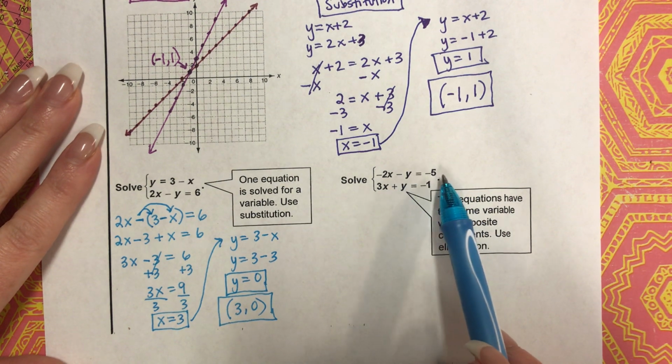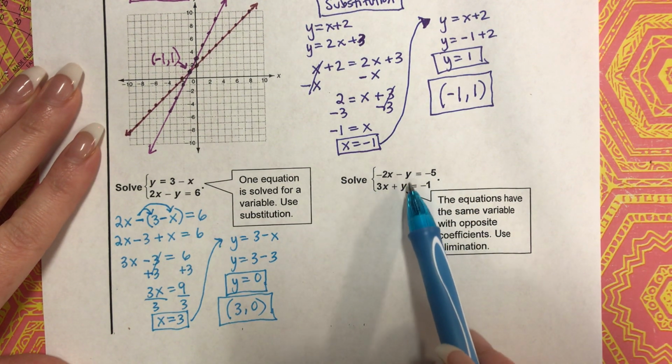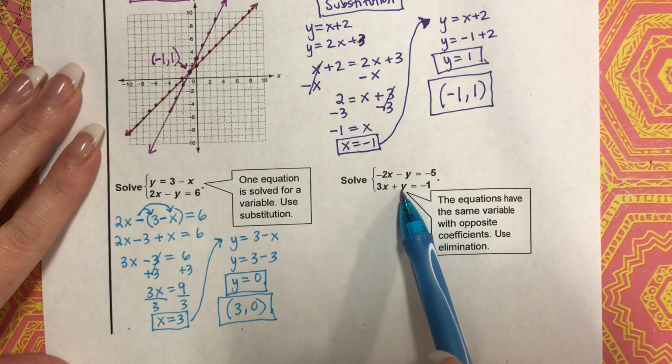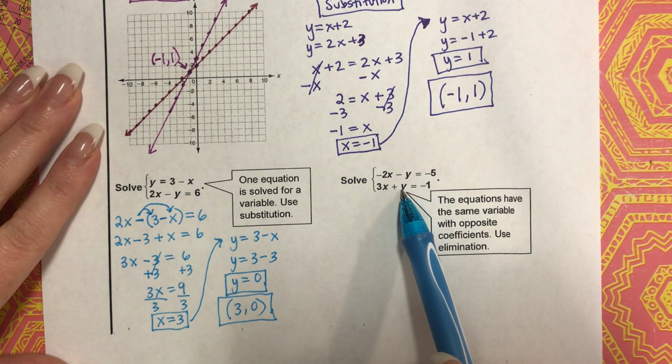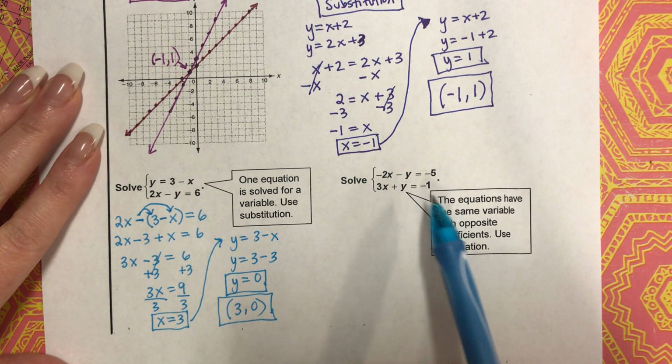Substitution is possible, right? It's not like either one of these is solved for y, but this is a positive y, and this is a negative y. This one would be easier to solve for y. We could just go minus 3x to both sides, and boom, there we have it.